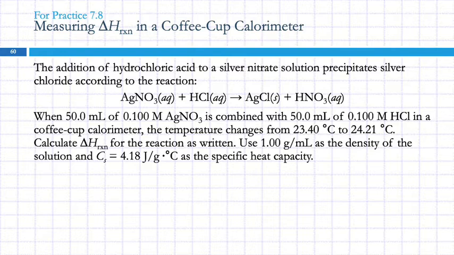Yikes. We read the whole thing. Now I'm going to highlight the numbers. This kind of makes them jump out at us. There's a whole bunch of numbers in this one. And then what are we trying to find? Trying to find delta H.